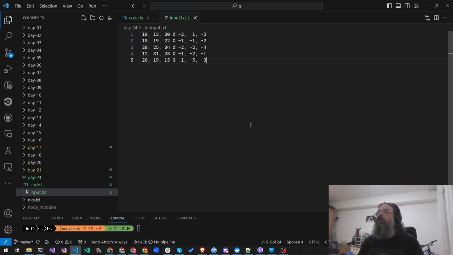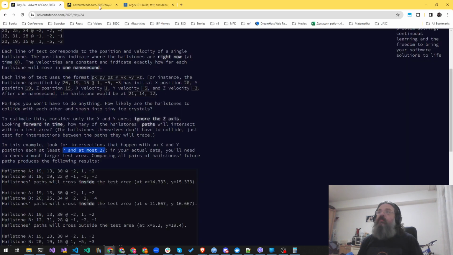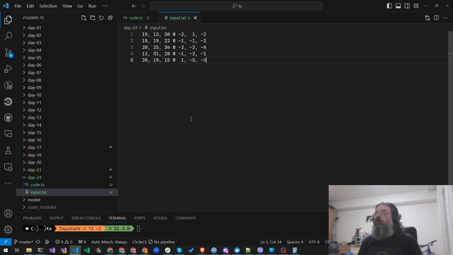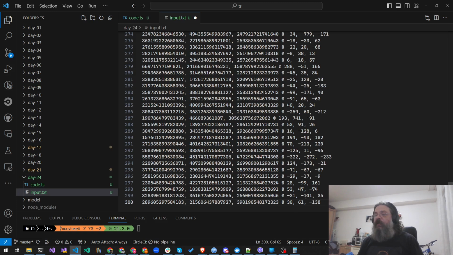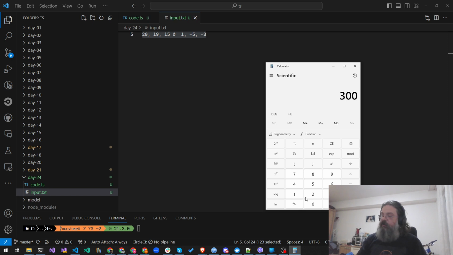Anyway, we need to parse this. And note that we're going to be checking pairwise. So if we have only 5 inputs, that means that we will have to take 5 times 4 divided by 2. We will have to check 10 pairings. And our real input has a bit more data. It has 300 points, which means that we will need to check 300 times 299 divided by 2. So we will have almost 45,000 pairings.